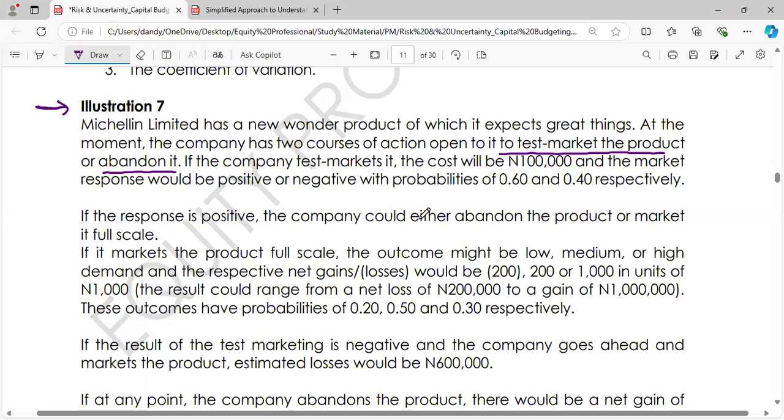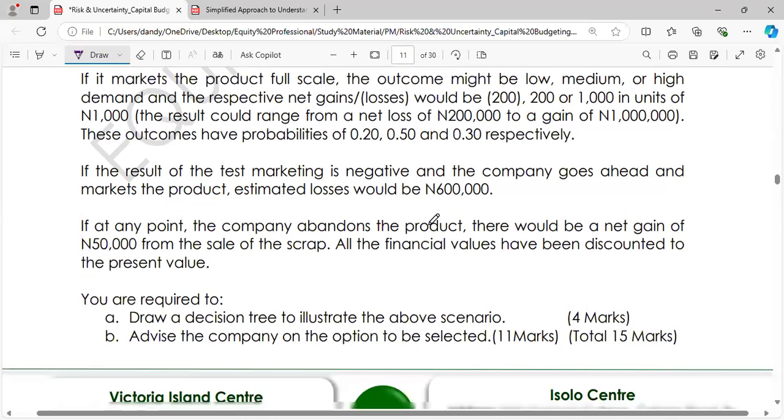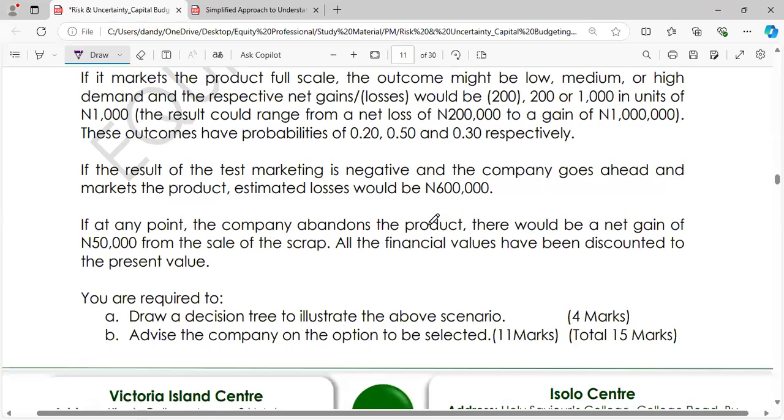If the result of the test marketing is negative and the company goes ahead and markets the product, estimated losses would be 600,000. If at any point the company abandons the product, there would be a net gain of 50,000 from the sales of the scrap. All the financial values have been discounted to the present value. You are required to A, draw a decision tree to illustrate the above scenario, B, advise the company on the option to be selected.